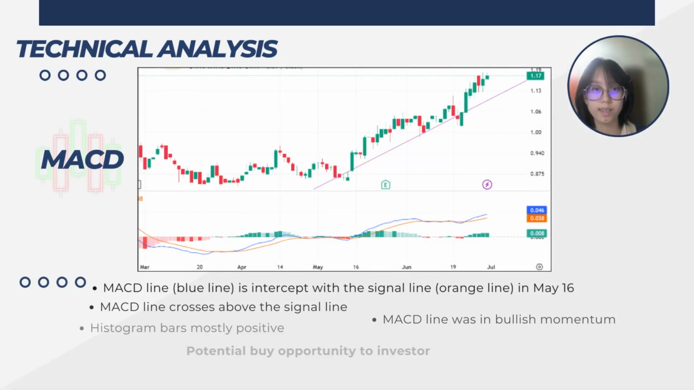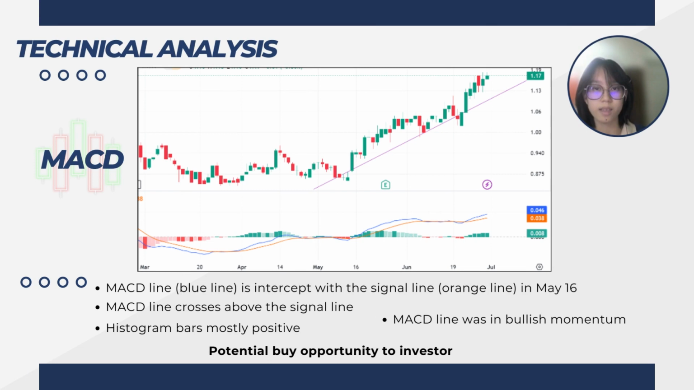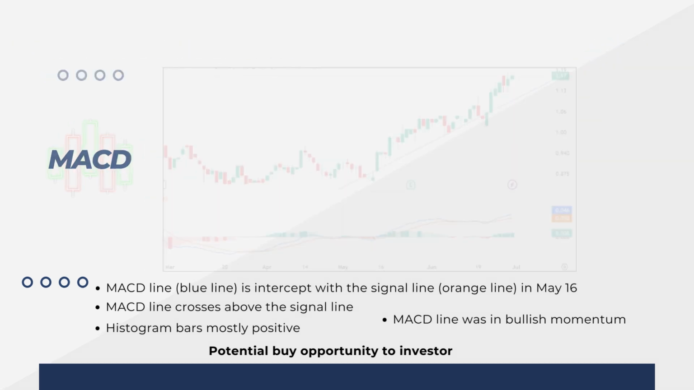For technical analysis, the MACD line intersected with the signal line on May 16, which means this is the time to buy the stock and the stock price will increase after that. From May to June, the MACD line crossed above the signal line and the histogram bars were mostly positive, above the zero line. It shows that it is a bullish signal. The above scenario demonstrates a potential buy opportunity to investors.